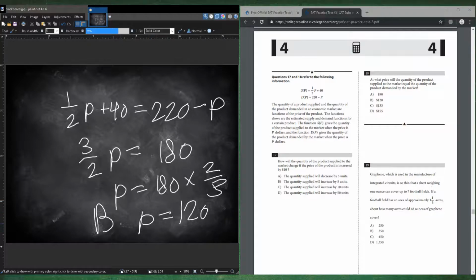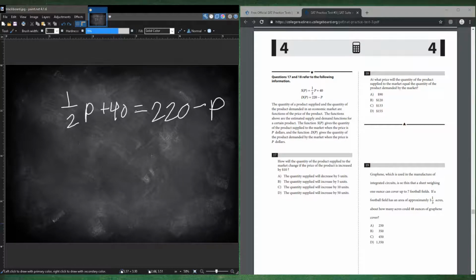Pretty basic linear question, but based on the information you're given.